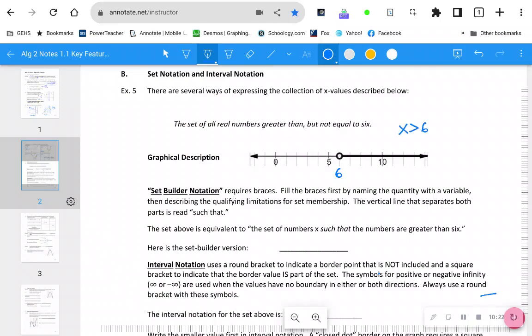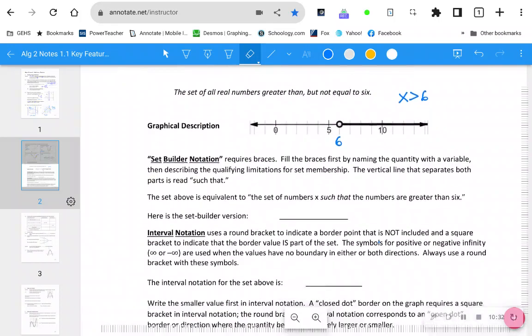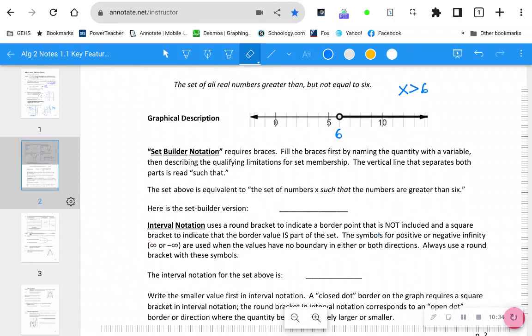And this is how you would write this in, say, upper elementary school, or whenever you learned it. x is greater than 6. Now, we're going to learn a little bit fancier way to write that, and I'll show that to you. You start out with x. This is called set builder notation when I do this. x is greater than 6.